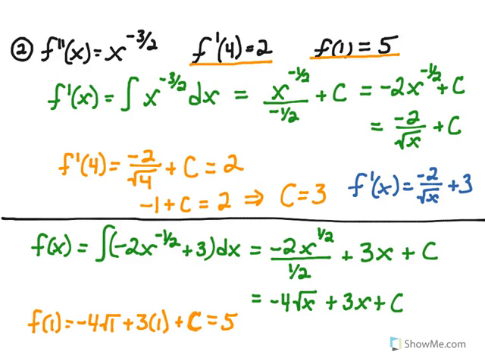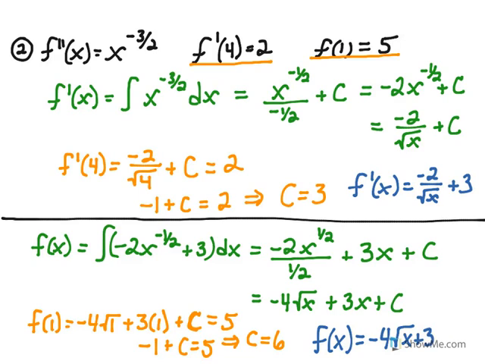There we go. And if I solve that equation, I'm going to get negative 4 plus 3 is negative 1 plus c is equal to 5. So c must be 6. So my final solution, f of x, is going to be equal to negative 4 square root x plus 3x plus 6. And there we have it. I hope you found this clear.